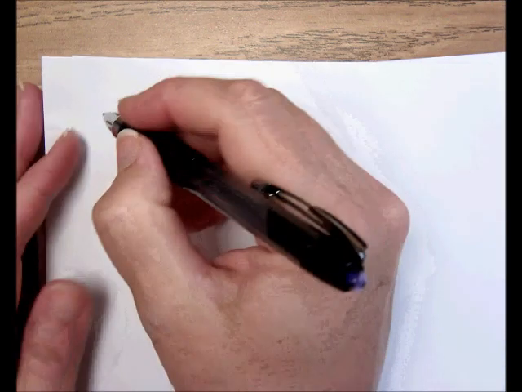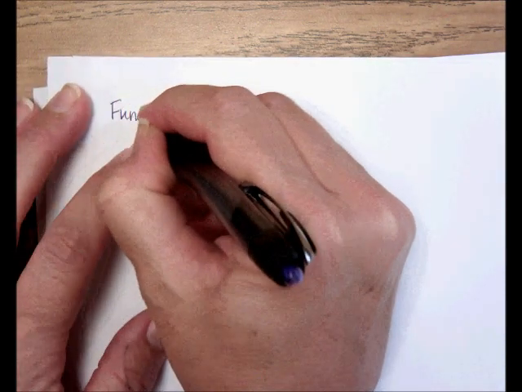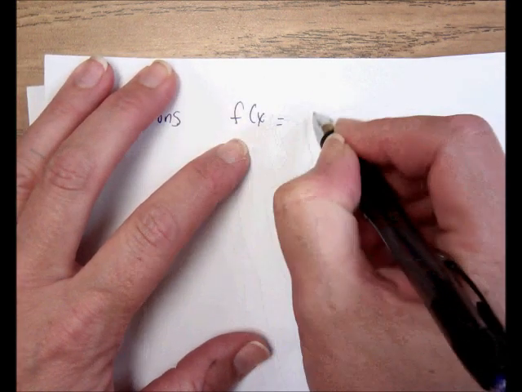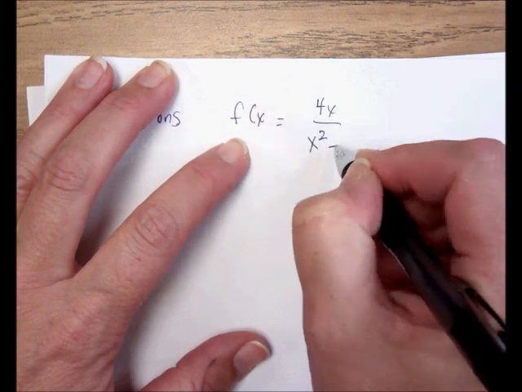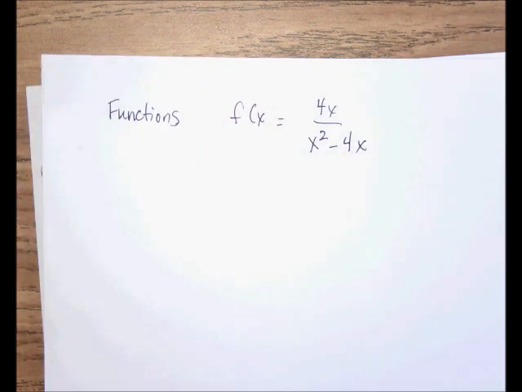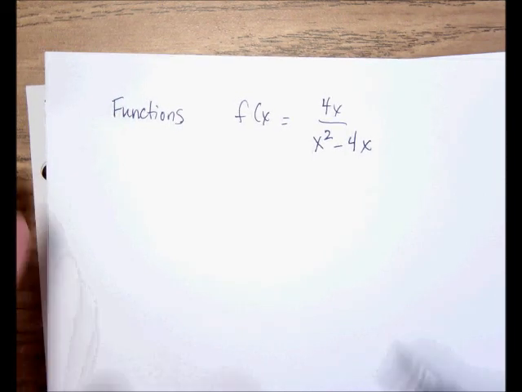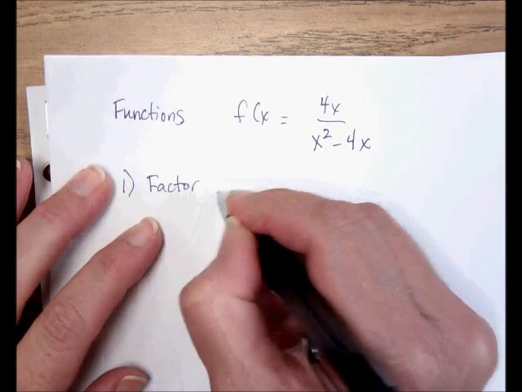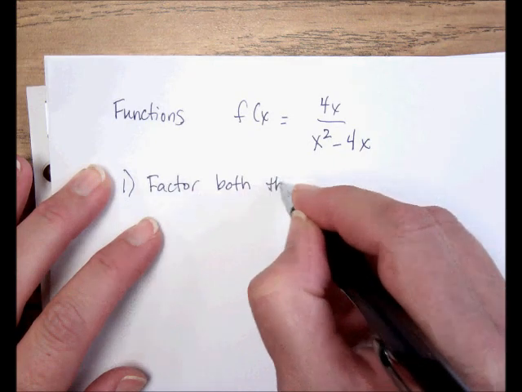Today in class we continued to cover graphing rational functions. We learned a couple of things. We learned about functions such as f of x is equal to 4x over x squared minus 4x. When we are graphing these or figuring out how a graph is going to look for this type of function, the first thing we need to do is to factor both the numerator and the denominator.